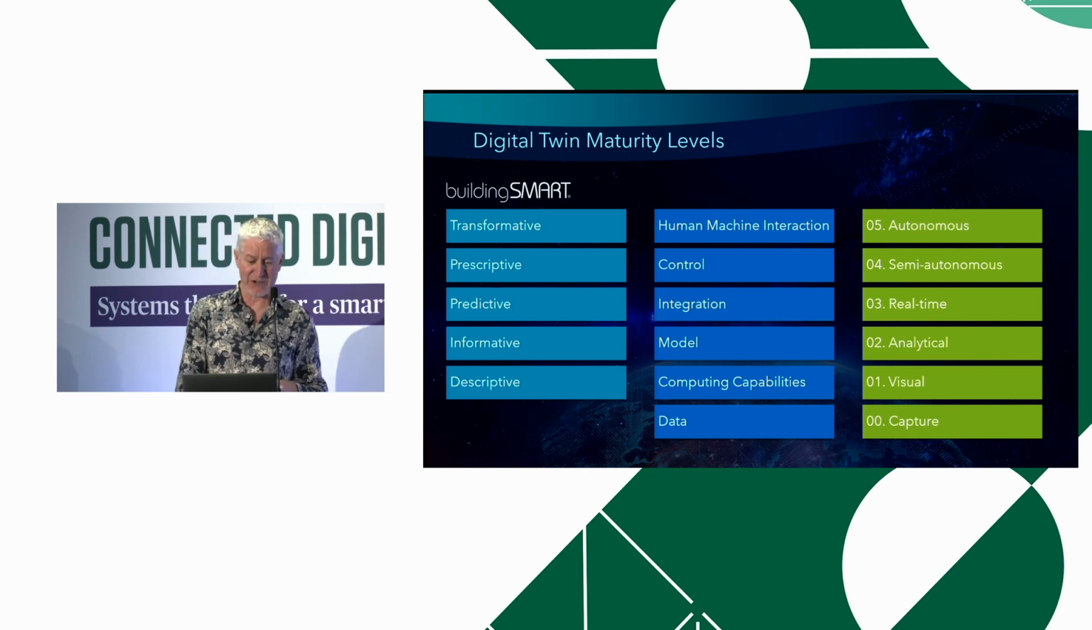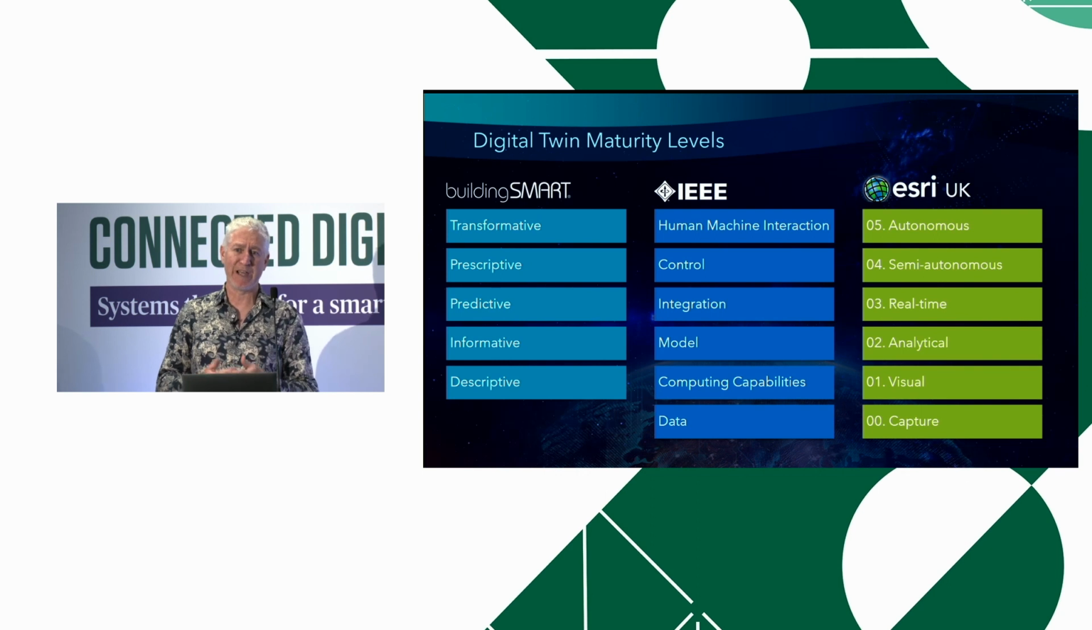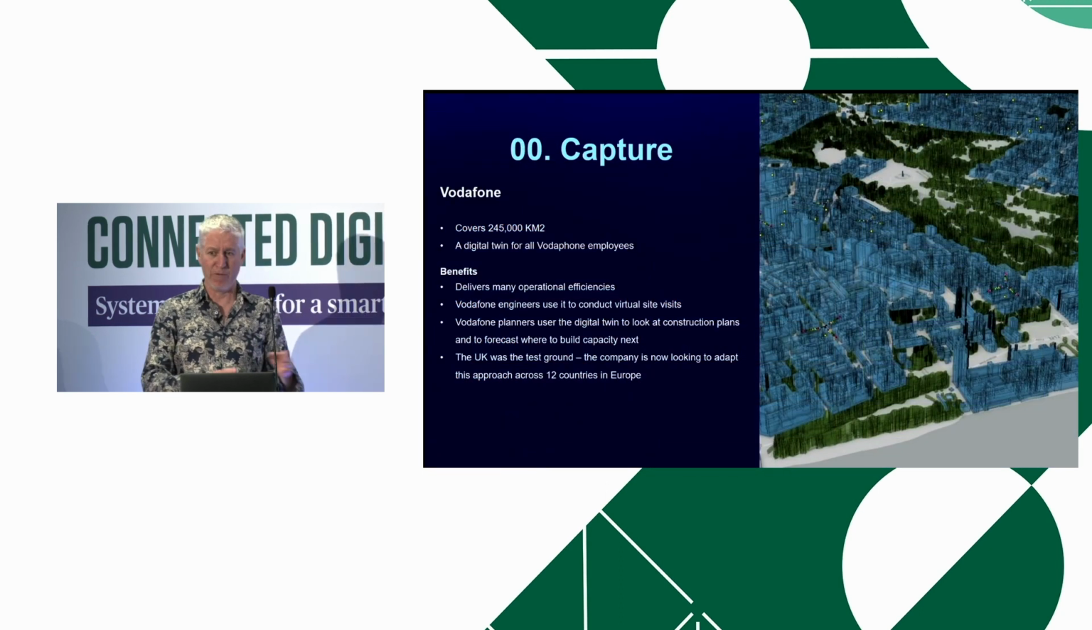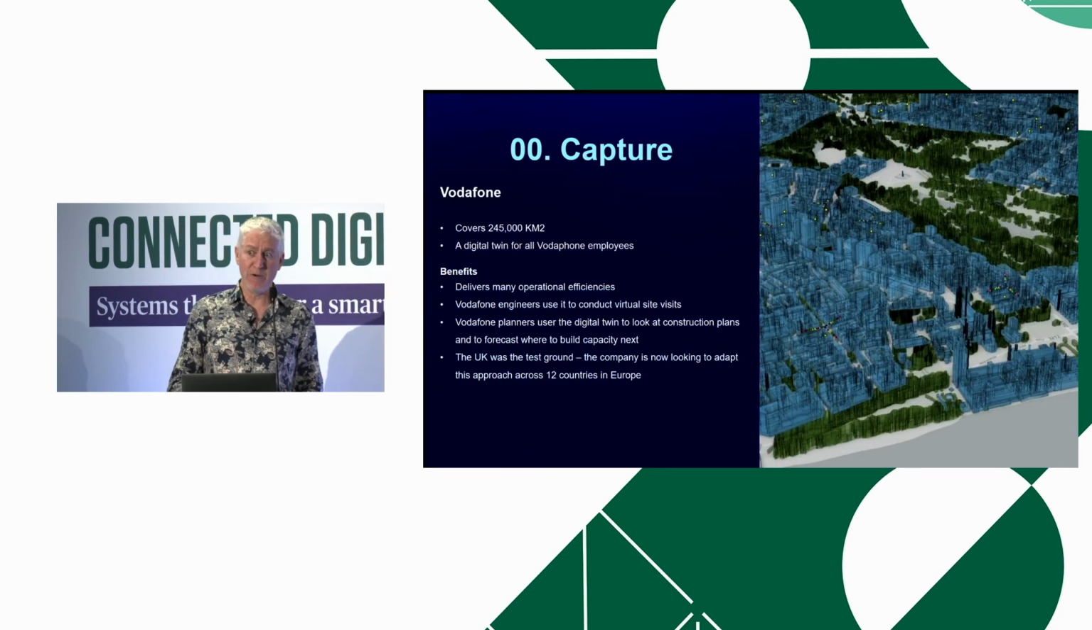And there's many different maturity levels, like Building Smart and IEEE. And at ESRI UK, we came up with one to help ourselves understand the nature of the systems we work with and their relative levels of maturity. So for example, I'm just going to run through this quickly. Level 0 is just a capture.